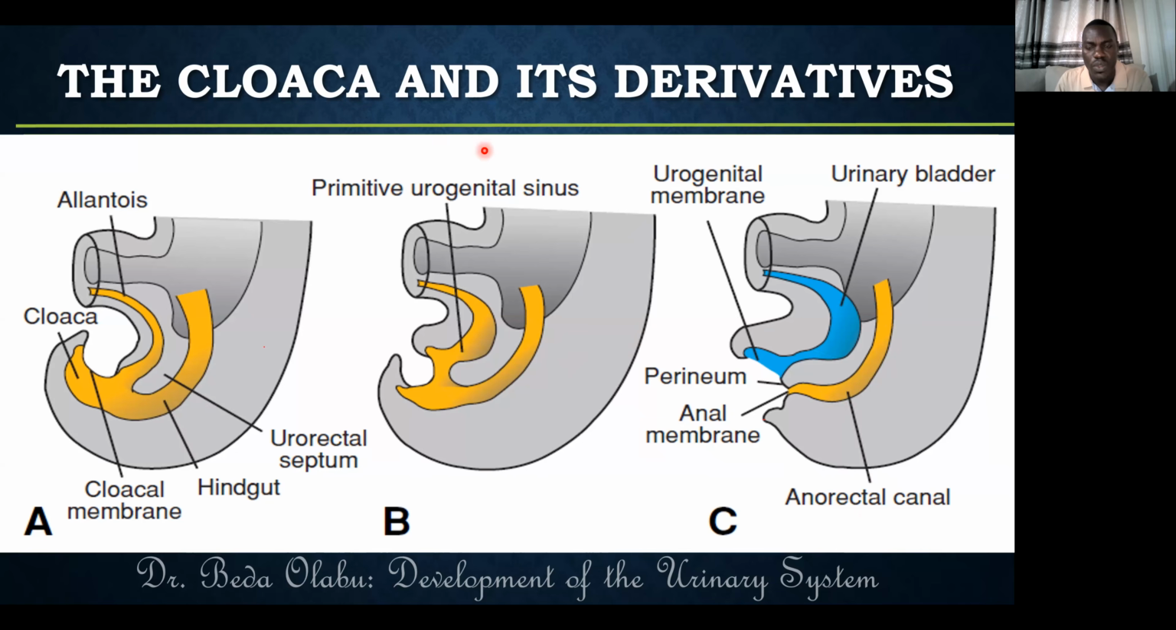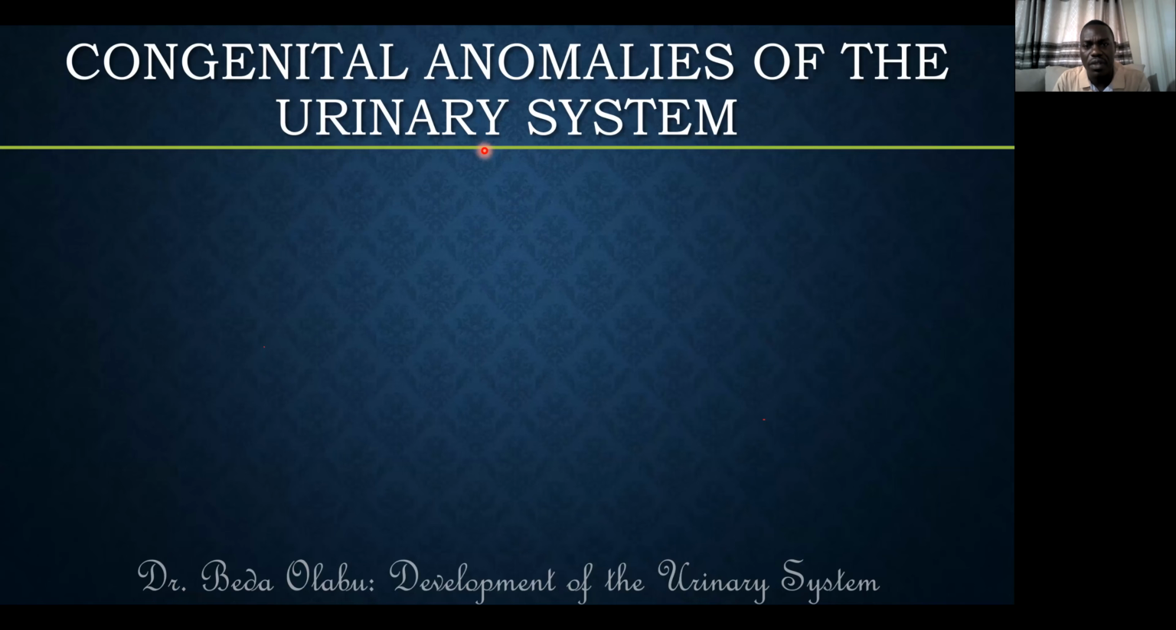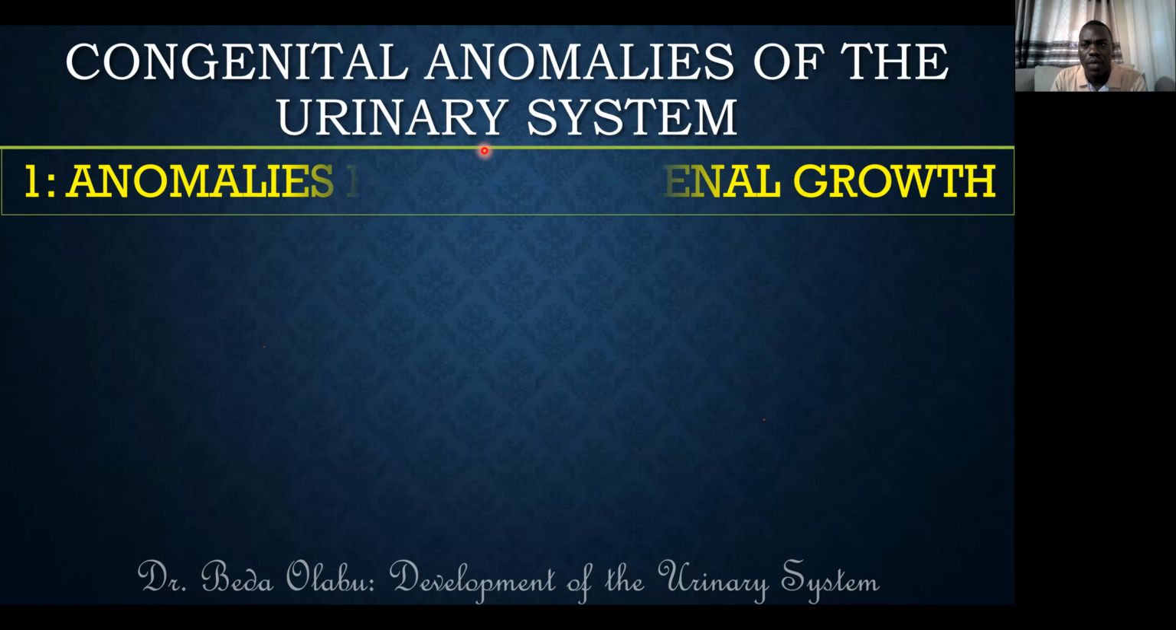Now I want us to look at congenital malformations of the urinary system. We can start with those congenital anomalies that are related to renal growth.